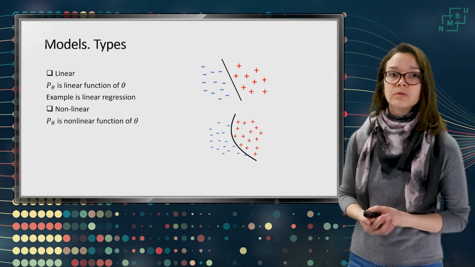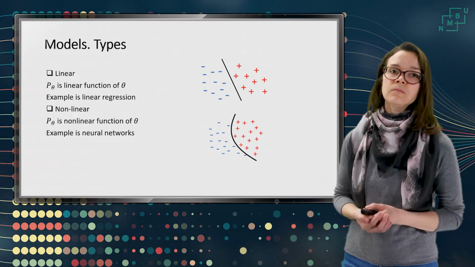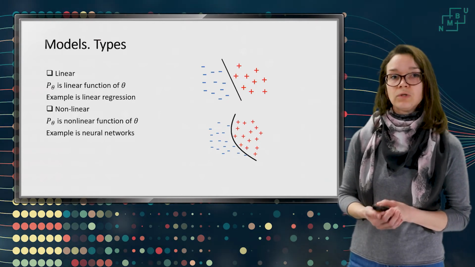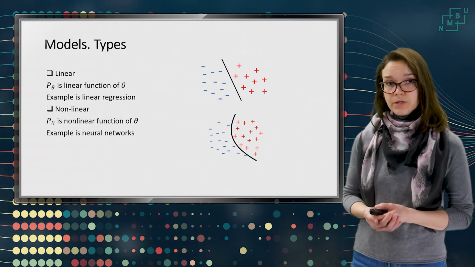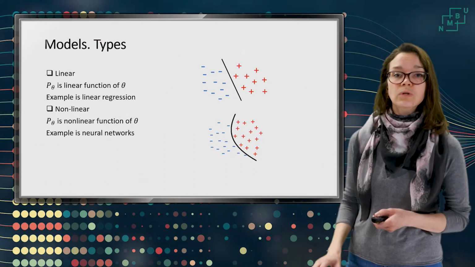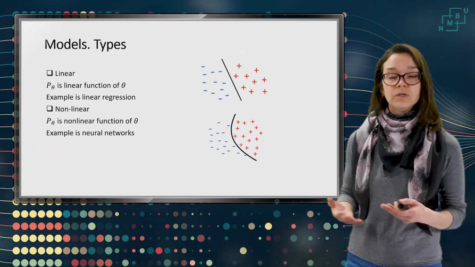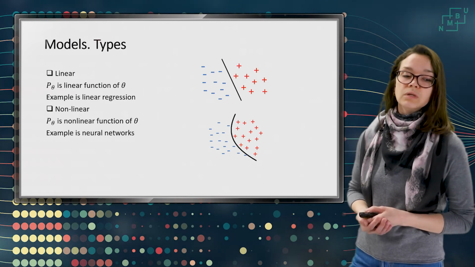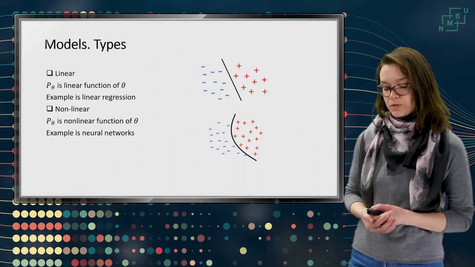Many algorithms can be examples. One of them is, for example, artificial neural networks. And many algorithms, for example, logistic regression or support vector machines, are linear, but can be turned into nonlinear algorithms by constructing nonlinear features and using nonlinear kernels, for example.